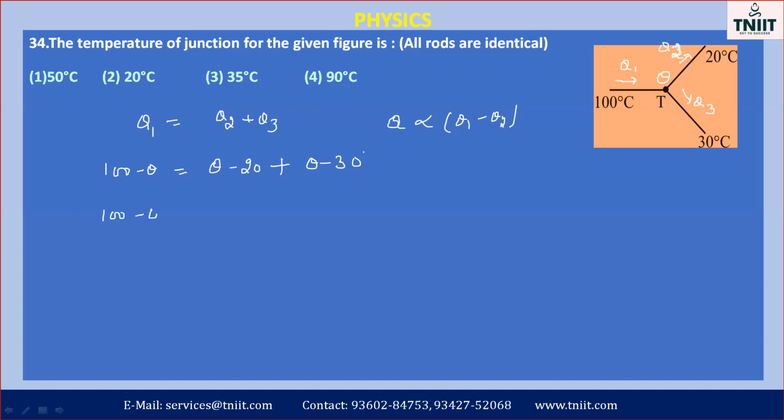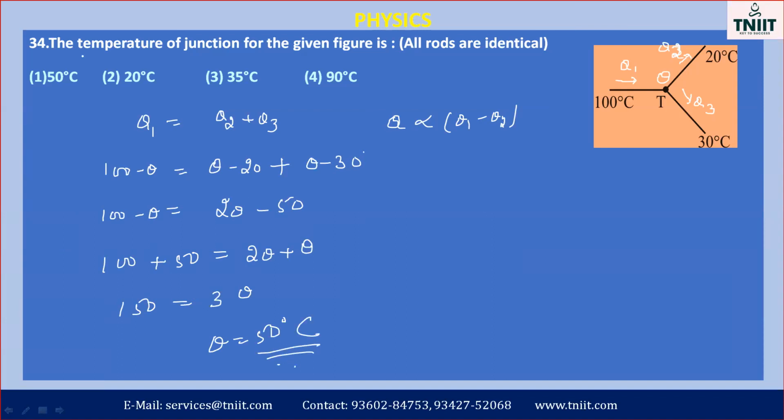So 100 minus theta equals 2 theta minus 50. So 100 plus 50 equals 2 theta plus theta. So 150 equals 3 theta. So theta will be 50 degrees Celsius. So what is the common temperature? Common temperature is 50 degrees Celsius.